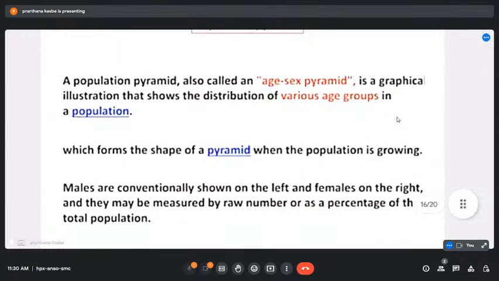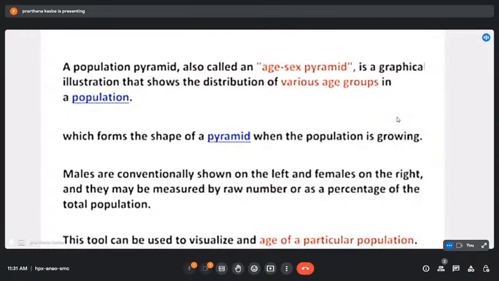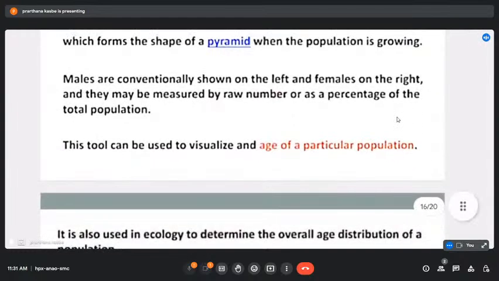Males are conventionally shown on the left and females are on the right, and they may be measured by the raw number or a percentage of the total population. So generally कसं असतं पिरामिड ज्यावेळी तो शो केला जातो पॉप्युलेशन पिरामिड तर त्यामध्ये लेफ्ट साइडला मेल जे काही पॉप्युलेशन आहे तर ते दाखवलं जातं आणि राईट साइडला फिमेलचं पॉप्युलेशन दाखवलं जातं. एक तर तो डाटा हा पर्सेंटेज मध्ये डाटा असतो आणि एज ग्रुप नुसार डाटा असतो टोटल पॉप्युलेशनच्या.